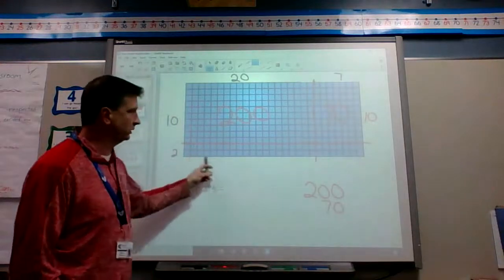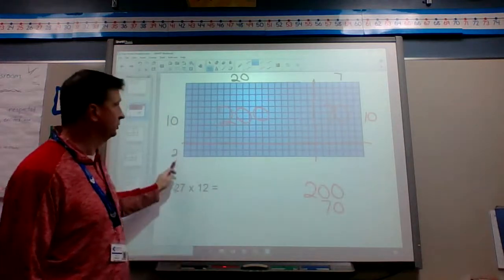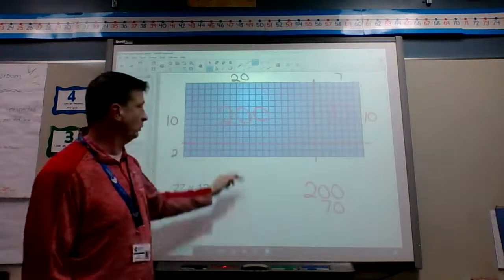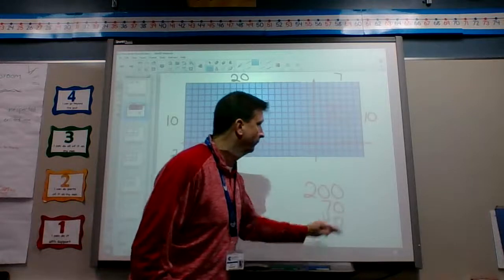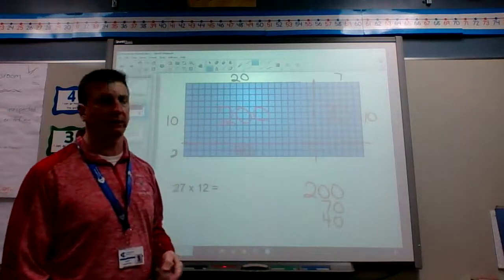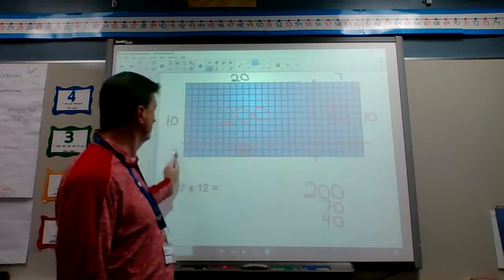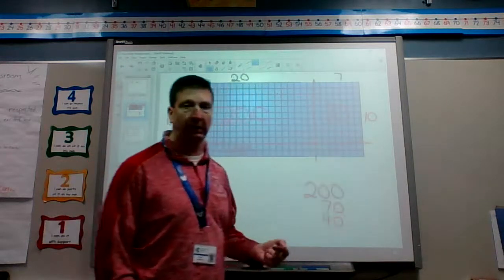Now this real long, skinny rectangle here is a 2 by 20. So 2 groups of 20, that would be 40. And then we're going to do this final rectangle over here, which is going to be a 2 by 7. And 2 groups of 7 is 14.